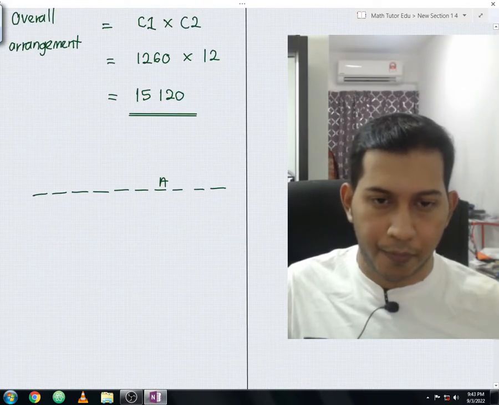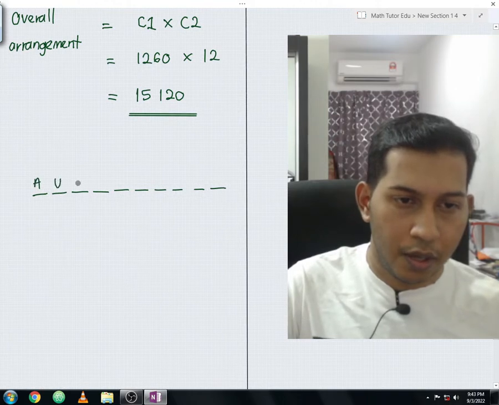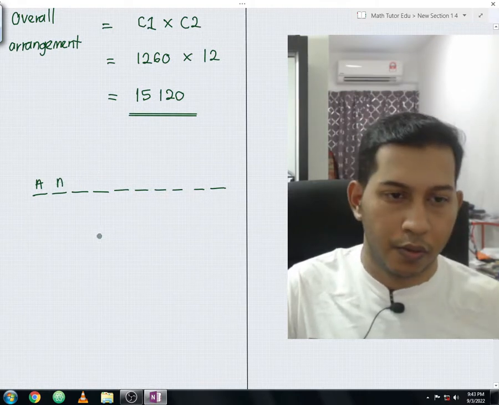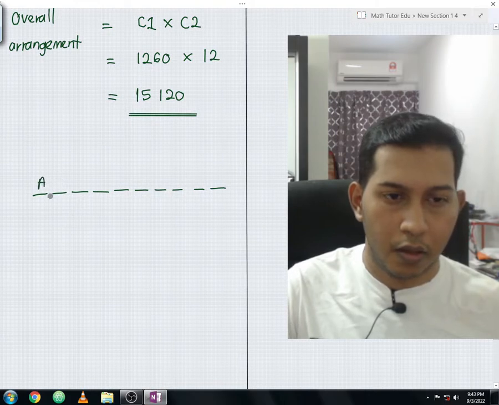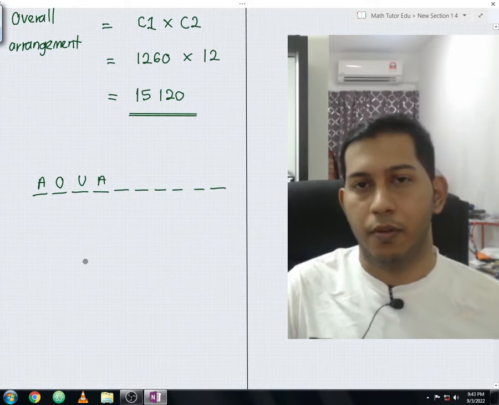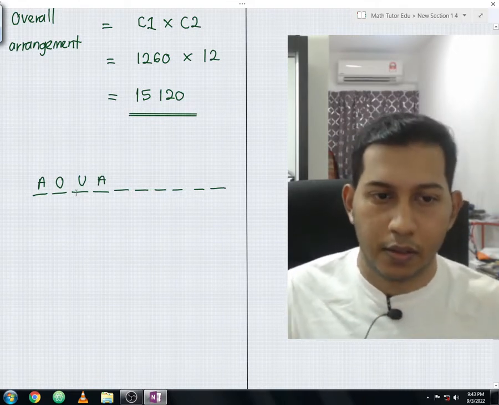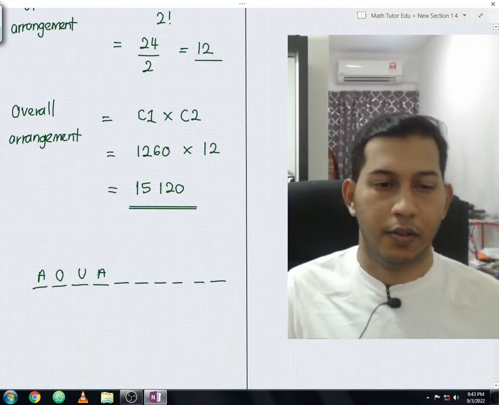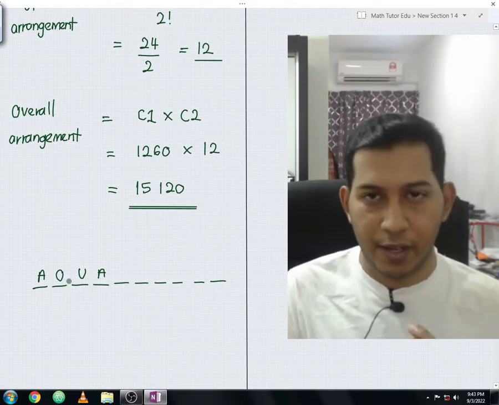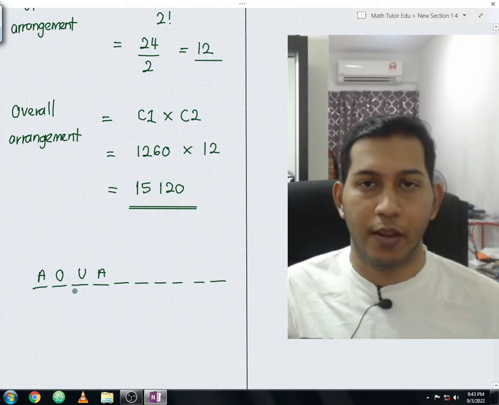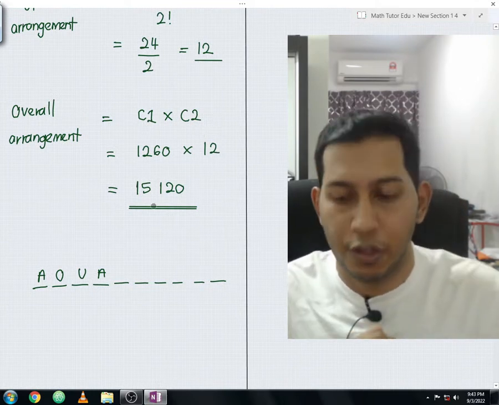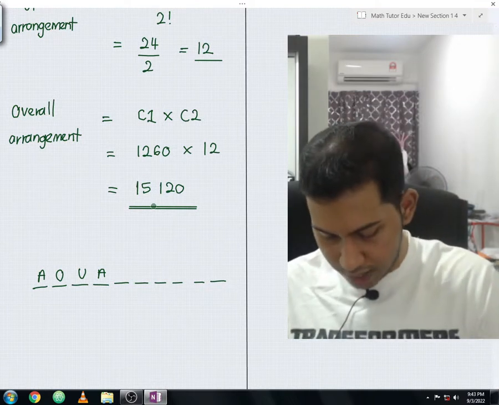And within this A, U, A, O, for instance, you can have A, U, O. You can have A, O, U, A. You can have an arrangement within themselves. I just double checked whether the vowels are correct or not. So you can have an arrangement within themselves, and at the same time this case 2 is related to the case 1 that I'm showing you. They are happening together, so that's why you have the overall arrangement of case 1 times case 2, which gives you 15,120. So that is all for the step-by-step working and solution for this question.